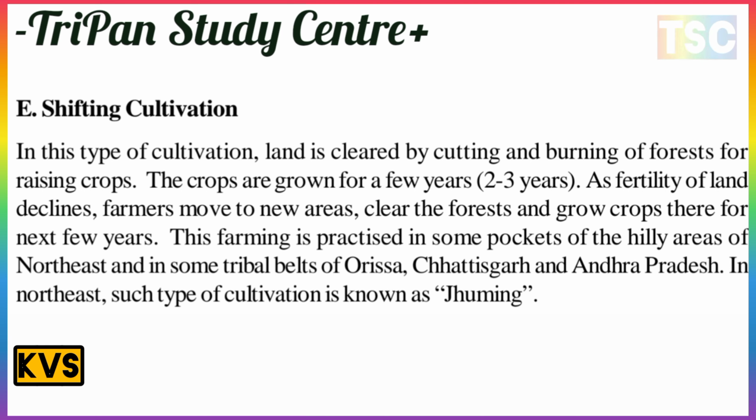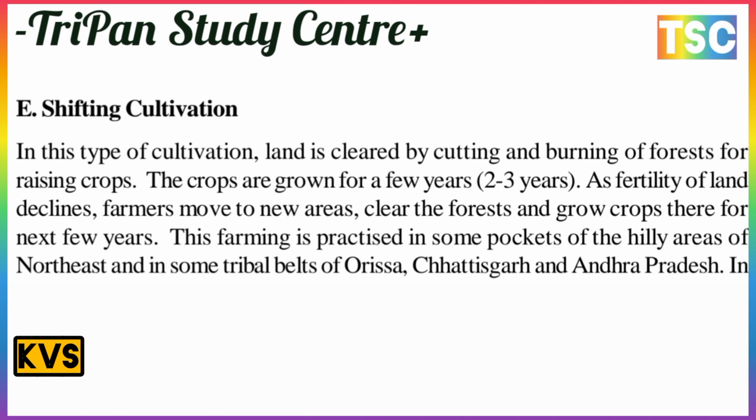This farming is practiced in some pockets of the hill areas of the northeast and in some tribal belts of Odisha, Chhattisgarh and Andhra Pradesh. In the northeast, this type of cultivation is known as Jhuming. There is Jhum krishi. There is an important point here: Jhuming is a shifting cultivation.